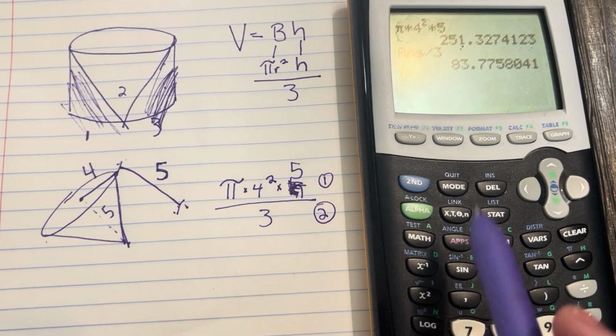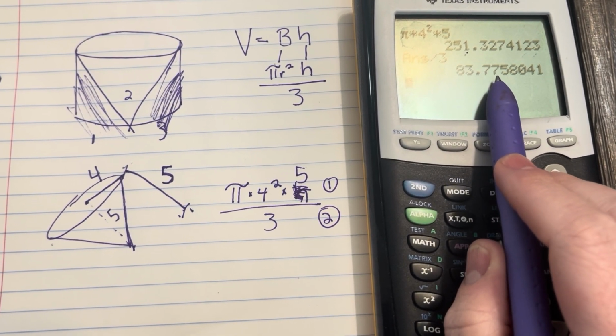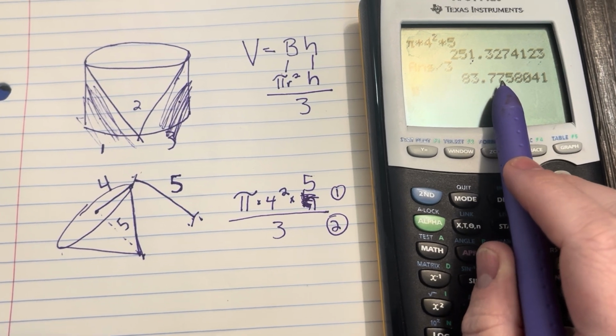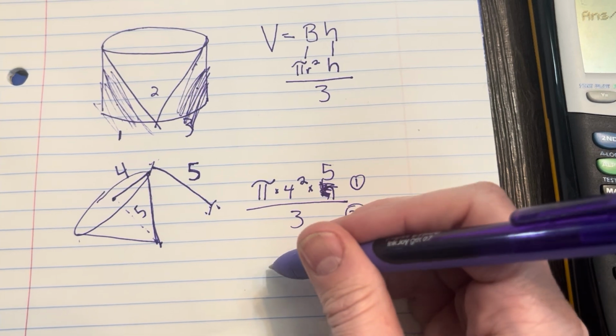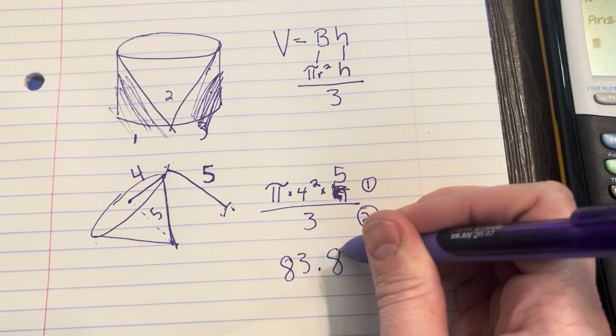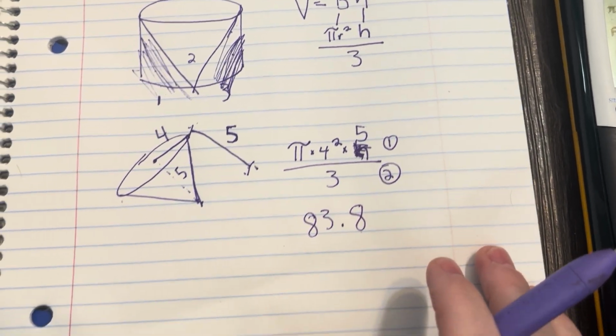And when I do that, I got an answer of 83.77. Now, as I'm rounding, that 7 right there is going to make this one round up. So my final answer is going to be 83.8. Okay, that's all well and good.